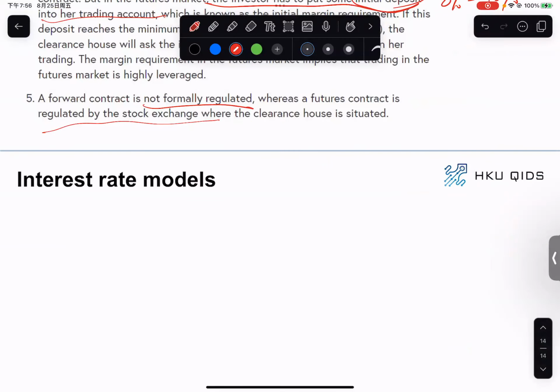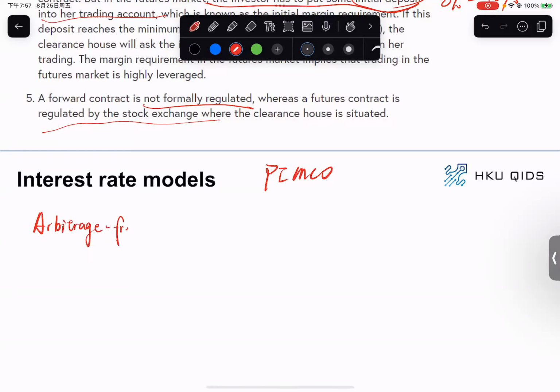Another concept I want to touch on is interest rate models, but this is quite advanced. Usually it is never going to be asked during an interview unless you are interviewing with companies specialized in fixed income, for example PIMCO or a few others. I'm not an expert on that, so I just want to tell you that there are mainly two kinds of models. One is called arbitrage free, another is called equilibrium.